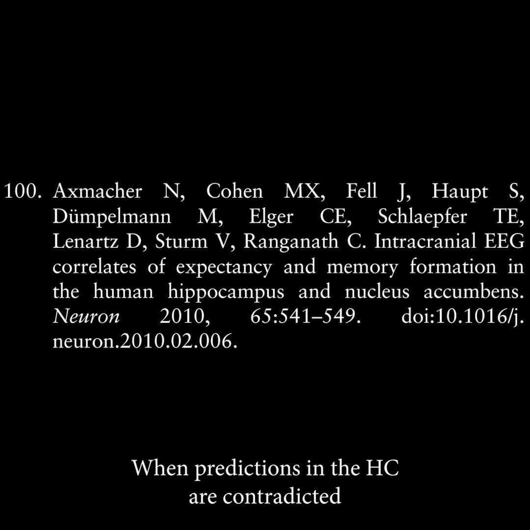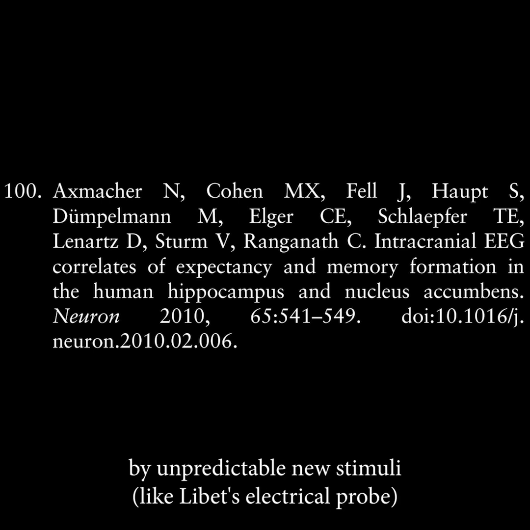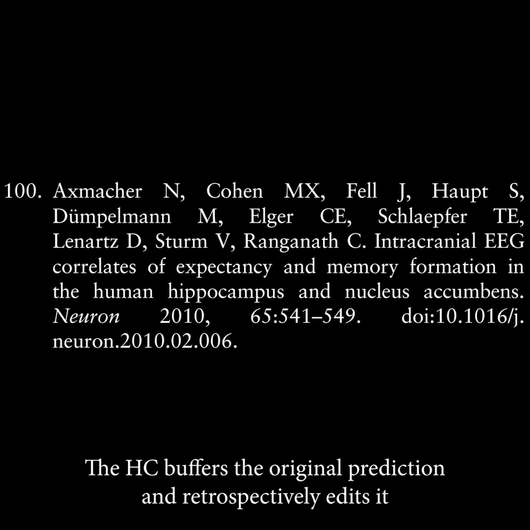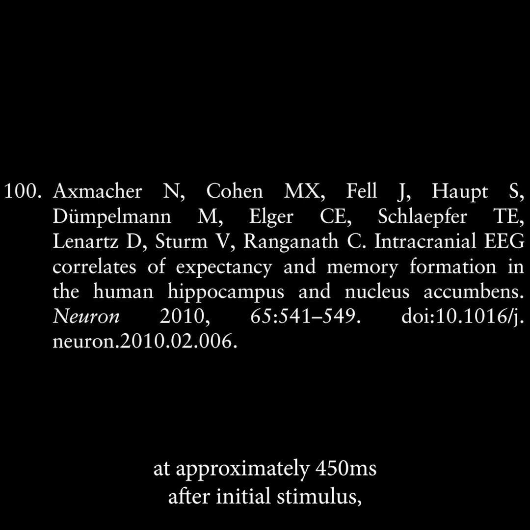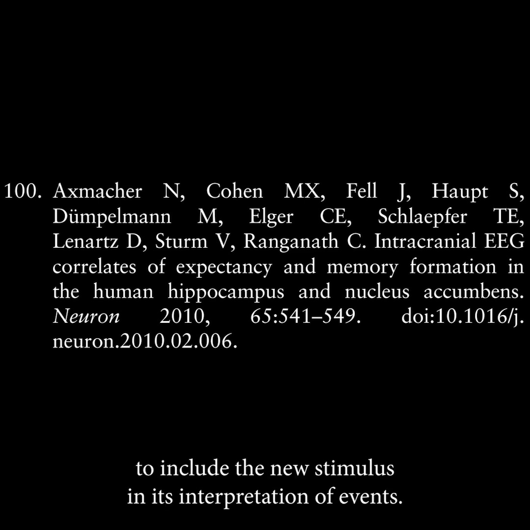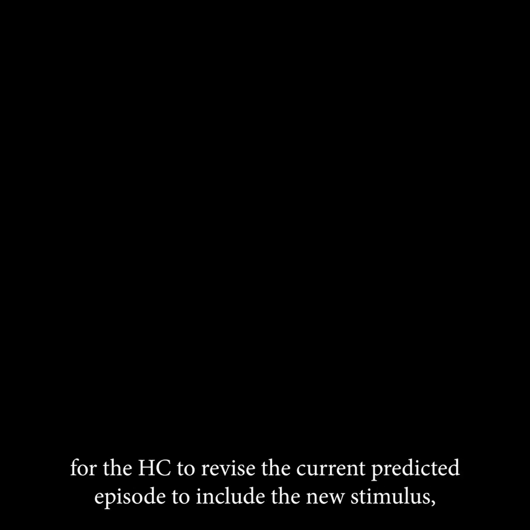When predictions in the HC are contradicted by unpredictable new stimuli, like Libet's electrical probe, the HC buffers the original prediction and retrospectively edits it at approximately 450 milliseconds after the initial stimulus to include the new stimulus in its interpretation of events. The 500 millisecond time lag that Libet found for NSE at the neural stimulation may reflect the time it took for the stimulus to reach the HC, for the HC to revise the current predicted episode to include the new stimulus, and then for the revised memory to be broadcast to the rest of the brain.